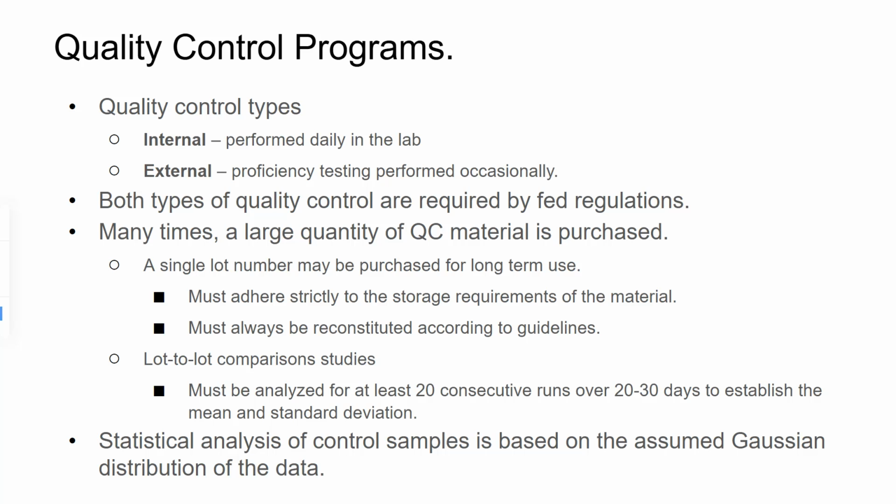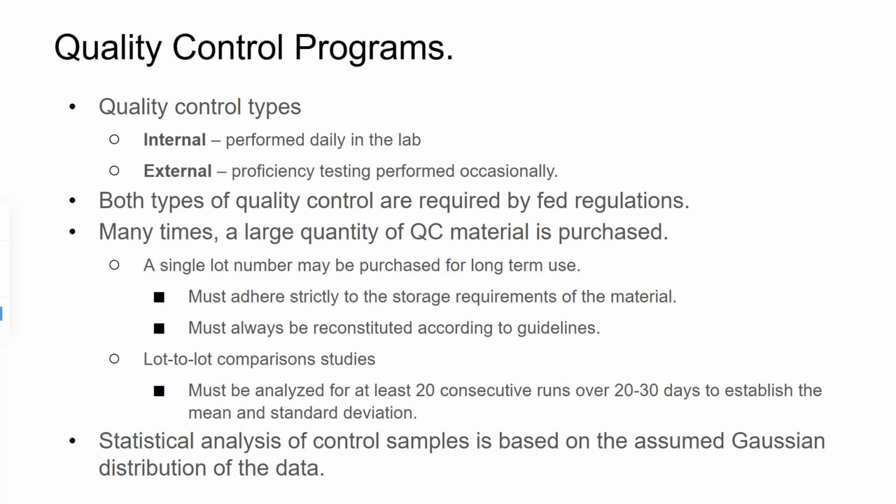Quality control types: internal QC is performed daily in the lab. So those are your QC samples that you run alongside your patient samples. They're reported every single day. External QC is proficiency testing. So those are those external organizations that send in specimens to make sure that our lab can process the specimens correctly, and that's performed occasionally. Both types of quality control are required by federal regulations. Many times, a large quantity of quality control material is purchased. A single lot number may be purchased for long-term use, but must adhere strictly to the storage requirements and must always be reconstituted according to the guidelines.